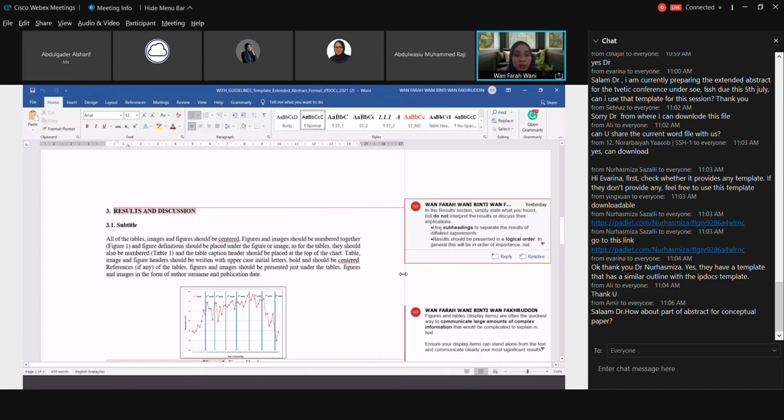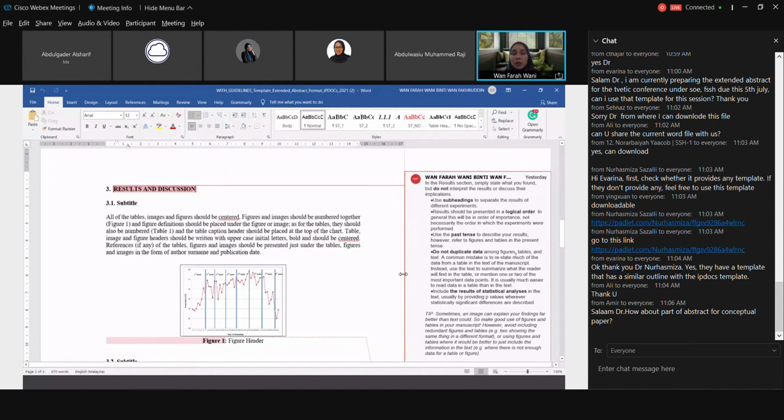You use subheadings so that, as a writer, you segment your results, not just in one go. Don't do a long run-on paragraph. So you do it under specific subtitles, right? And it should be presented in a logical order from the most important to the least important. Again, same as the materials and methods, you write them in past tense because you have already done it.